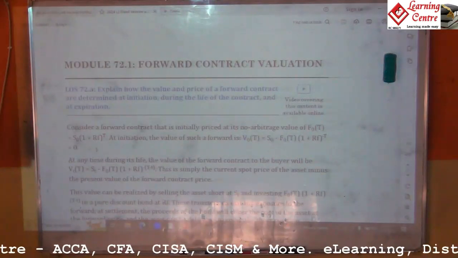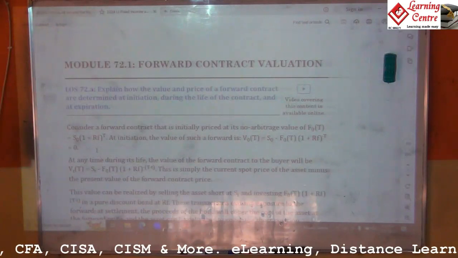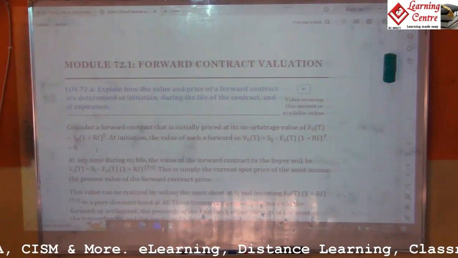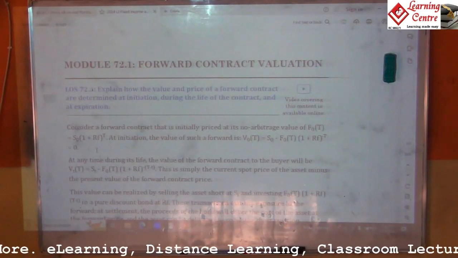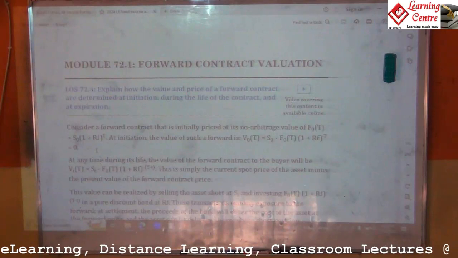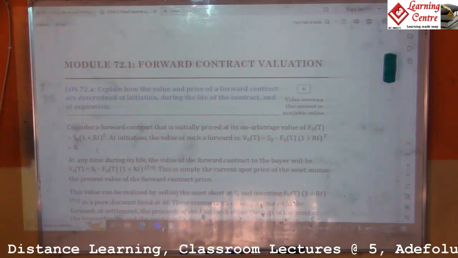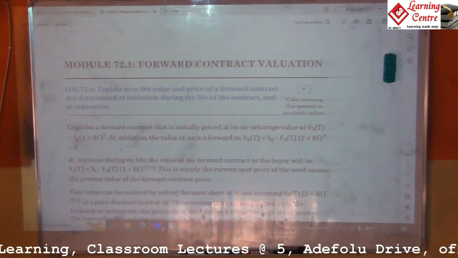Why is it 0? Because remember, you have not paid anything. It's just you have verbally agreed to do something. That's the contract. So there is no value in it. I'm not losing yet. I'm not gaining yet. I haven't put any cost on the table. Right? So the value is 0 at initiation.